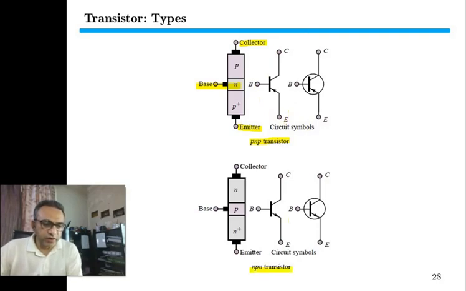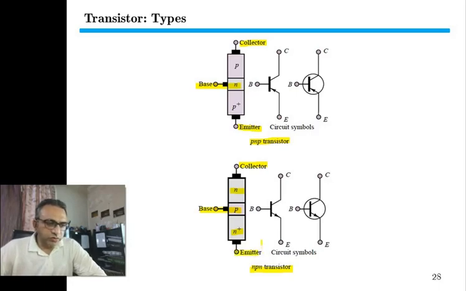And in the lower diagram, there is the NPN transistor. First is the construction. Since it is NPN, it has two N-type materials. This is the first N-type material, and this is the second N-type material. And then there is the P-type material. Here again, between the N-type materials is the P-type material, which is the base. The first N-type material is the collector, and the second N-type material is the emitter.